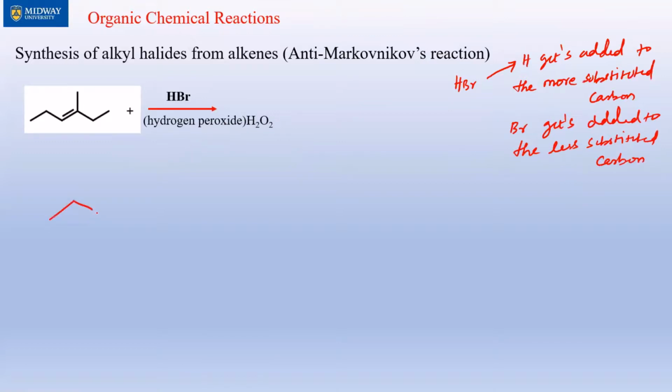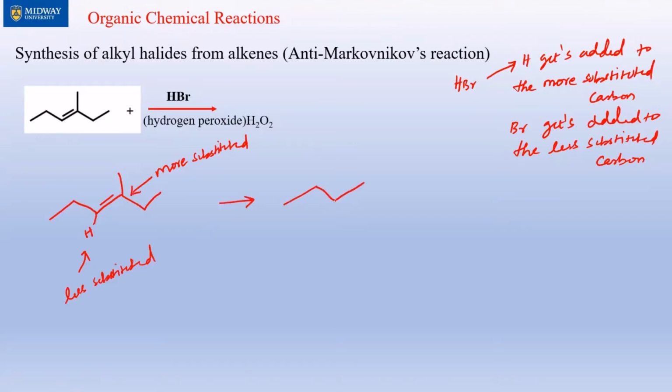Okay, so let's redraw this molecule. It's the same exact molecule from the previous case. This is the one with the hydrogen. This is the one without the hydrogen. So this is less substituted. I'm trying my best to explain this concept in the simplest form possible. This is more substituted. Now this is with the hydrogen peroxide, so it's anti-Markovnikov, so it's the other way around. So the Br gets added to the carbon containing the hydrogen, and then the hydrogen gets added to the carbon containing no hydrogen.